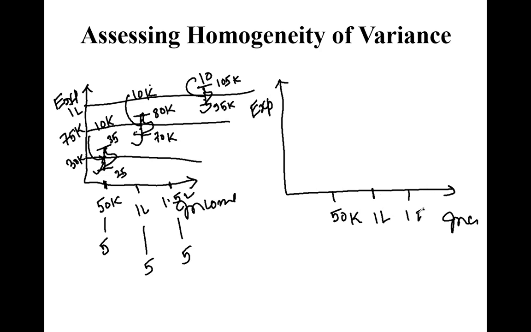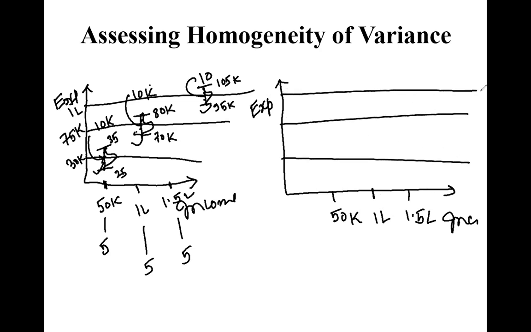Okay, 5 families with monthly income 50,000, 5 families with monthly income 1 lakh, 5 families with monthly income 1.5 lakh. And the mean values are the same across the 3 groups: 30,000, 75,000, and 1 lakh. Here one family's expenditure is 50,000, others 40, 30, and one family 20,000. So what is the range? 50 to 20. And the second group, the expenditure is 1 lakh, 90,000, 80,000, 75, and 60.